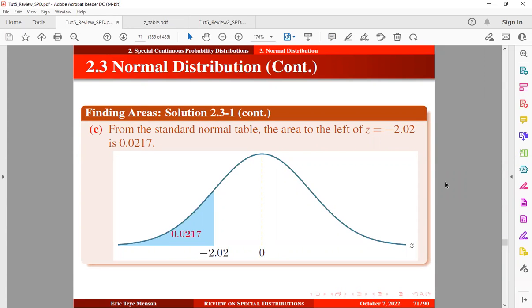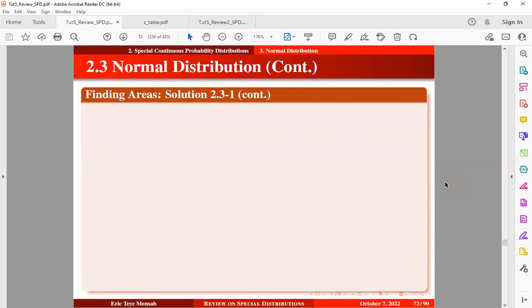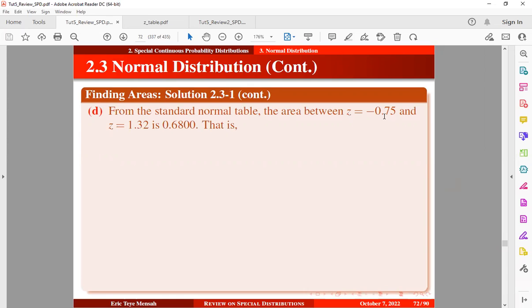All right, now let's take a look at the last part. From the standard normal table, the area between minus 0.75 and 1.32 is going to be 0.6800. So how do we obtain this? This can be expressed in this form. We subtract the lower value from the upper value. So this is the cumulative of the upper value and this is the cumulative of the lower value.